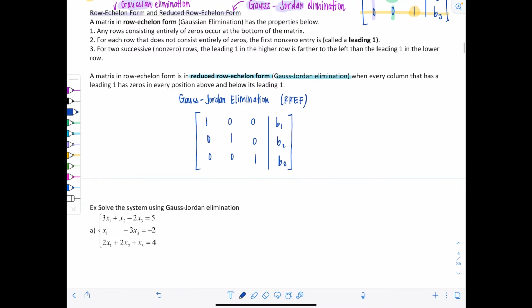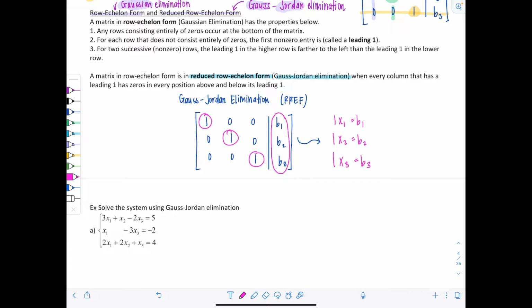The reason why it's so nice is, if you remember, since this represents a system of equations, it would be equivalent to saying, for example, 1x1 equals b1, 1x2 equals b2, and 1x3 equals b3. So the nice thing is you can see what the solution is to your system of equations by just looking at this column here when you have put your matrix in reduced row echelon form. Okay, so here we go.